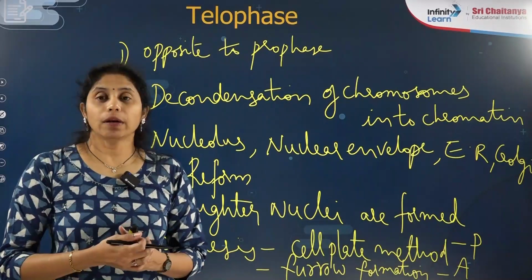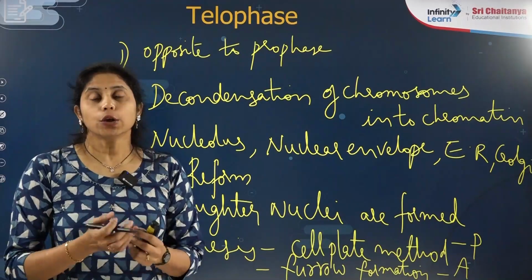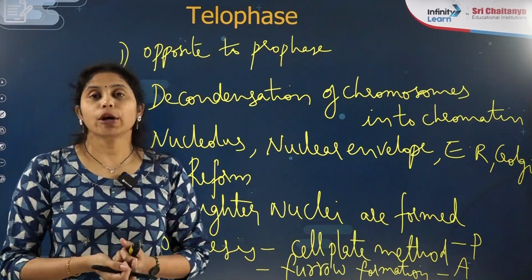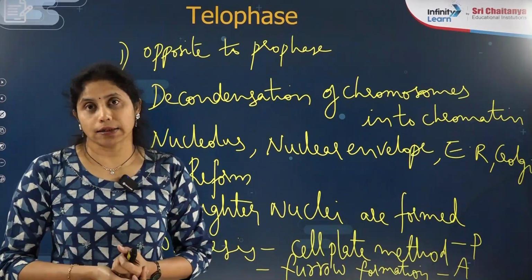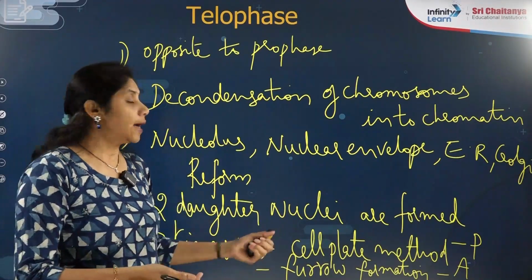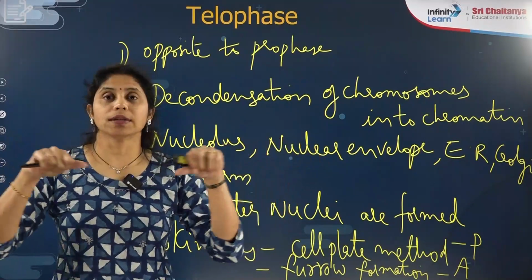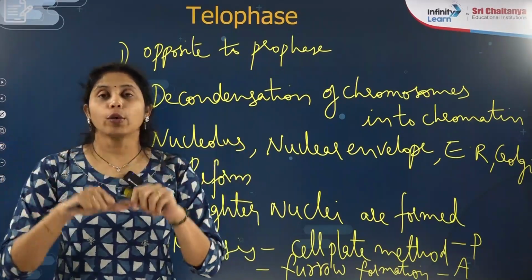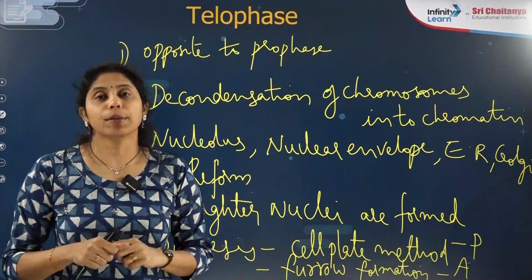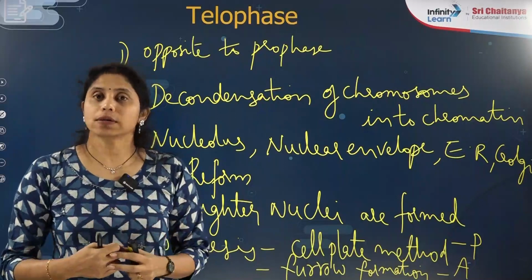And the cell plate will be growing from the center towards the side. So it will be growing centrifugally in plant cells. Cell plate will be growing centrifugally. That point you have to remember. Whereas in animal cells, furrow will be formed on the sides and it will proceed towards the center. So furrow will be growing towards the center. So centripetal manner it will be growing and it divides one parent cell into 2 daughter cells.